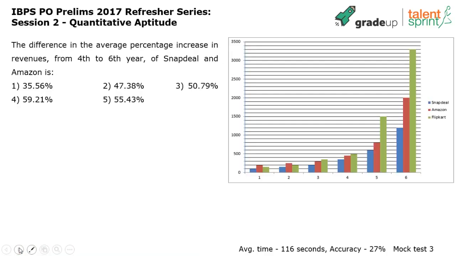The first question from this data is on your screens now. It says: the difference in the average percentage increase in the revenues from 4th year to 6th year of Snapdeal and Amazon is. So it's asking us to find the difference. Difference in what? The average percentage increase in the revenues. From which years? From 4th year to 6th year. Of which 2 companies? Snapdeal and Amazon. I'll leave you with this for about a minute. Your time starts now.